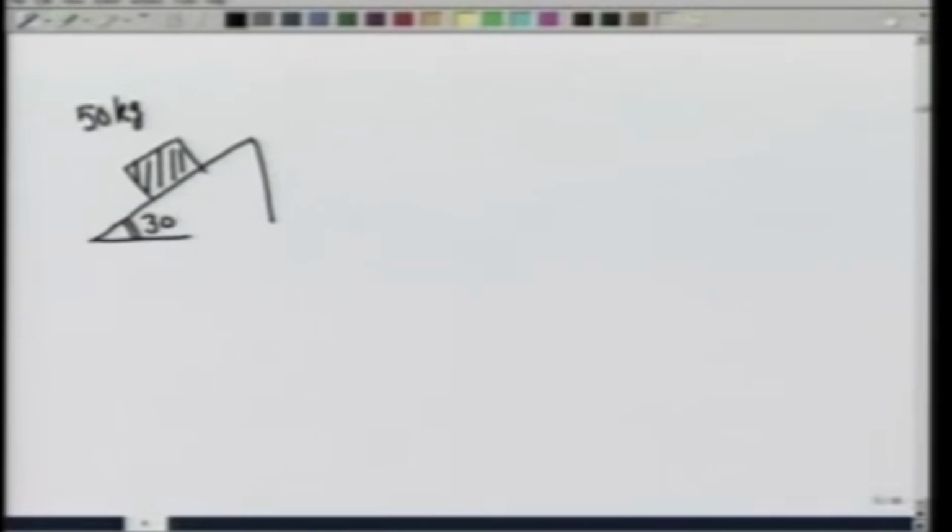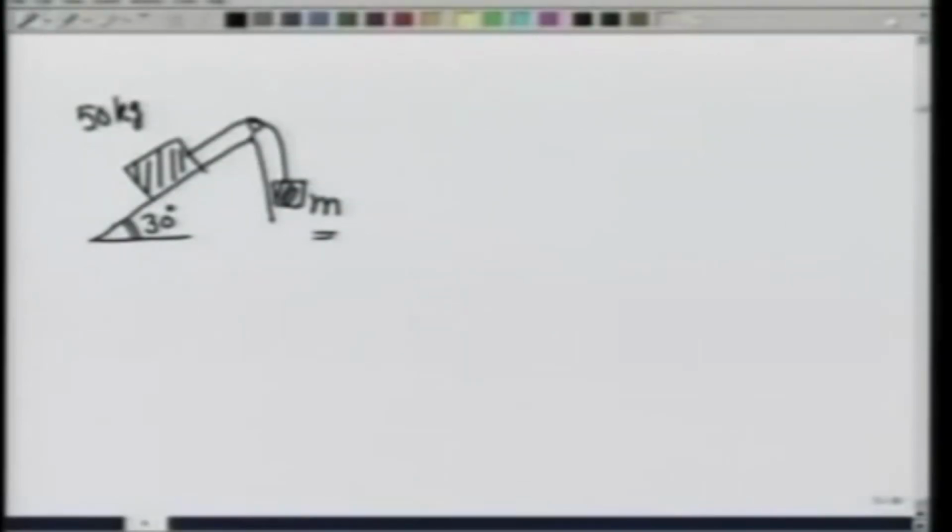with this angle being 30 degrees, and let us say I tie it with a pulley and have another mass here, small m. I want to know for what range of mass m would this block of 50 kg remain static on the ramp, given that mu S, the coefficient of static friction between the two bodies, is 0.4.